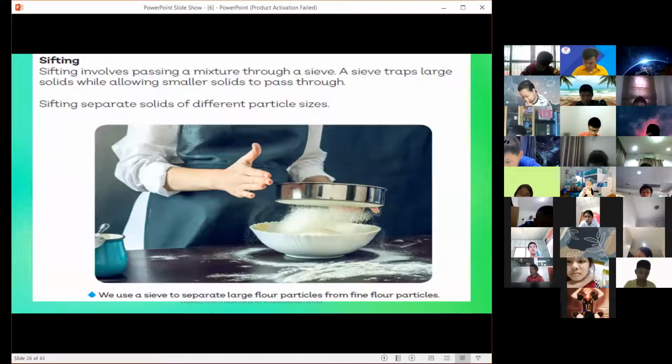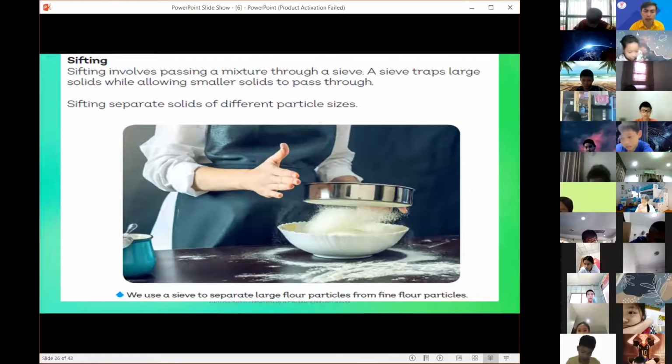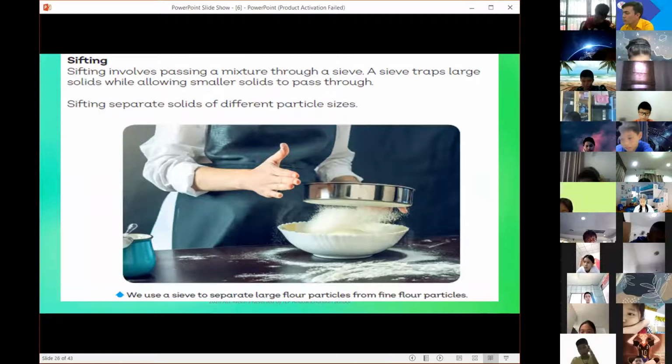This is now in page 29. Sifting. This is the process of using the sieve, right? Sifting involves passing a mixture through a sieve. A sieve traps large solids while allowing smaller solids to pass through. Like the sand can pass through, but the 5 small rocks cannot pass through. All right, so we can separate the sand and the small rocks. Sifting separates solids of different sizes.